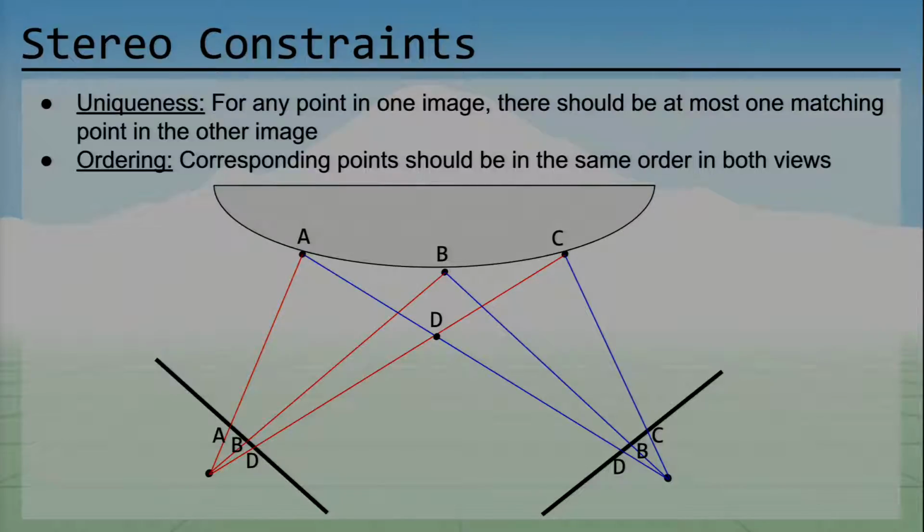You'll notice on the left, D is to the right of B. And on the right, D is to the left of B. So now they're in the wrong ordering, which means that D cannot actually exist as a point. So our feature matching here is wrong. We can add this as a constraint to our feature matching problem, or, yes?